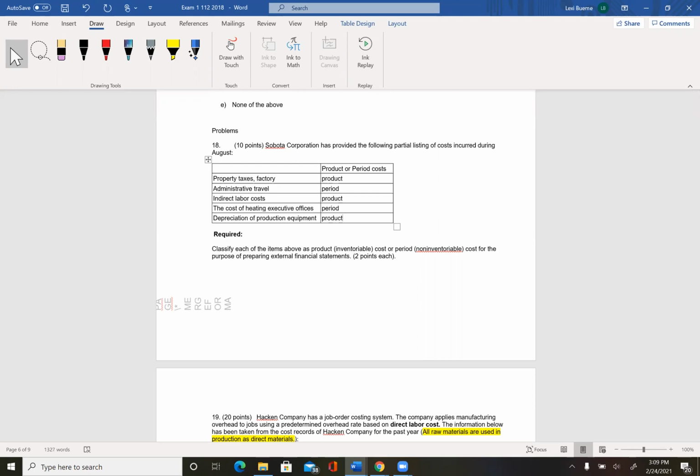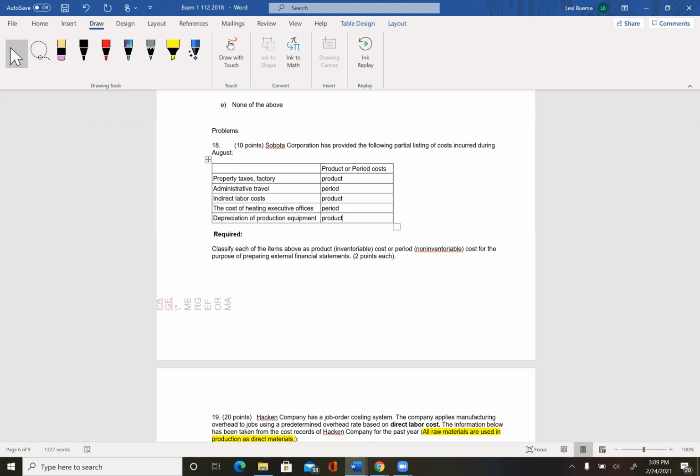And just so you guys have a little bit of background, product costs are going to be directly related to a certain product, like direct materials, direct labor, manufacturing overhead, as well as the costs incurred by the business. So for property taxes, indirect labor costs, and depreciation, those can all be traced and directly followed, whereas administrative travel and the cost of the heating cannot. And also with period costs, it deals more with time. So that's why the travel is going to be a period cost.